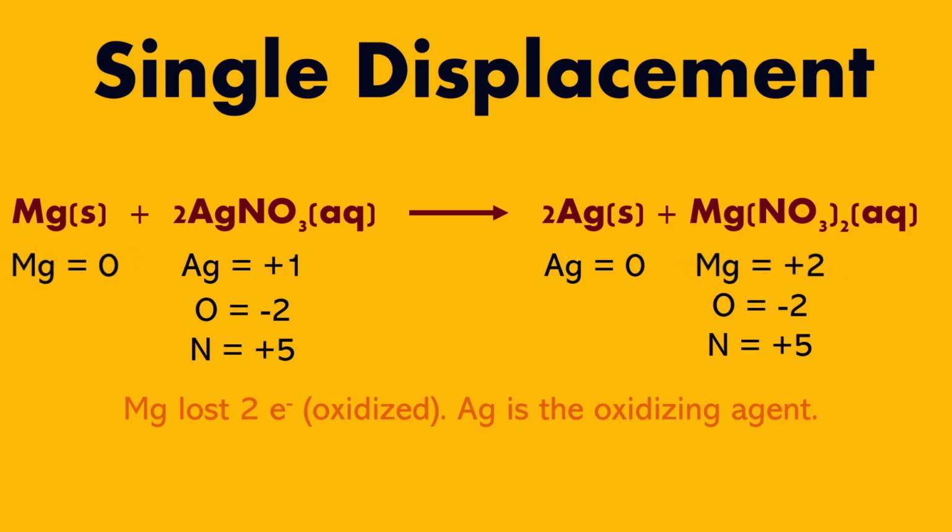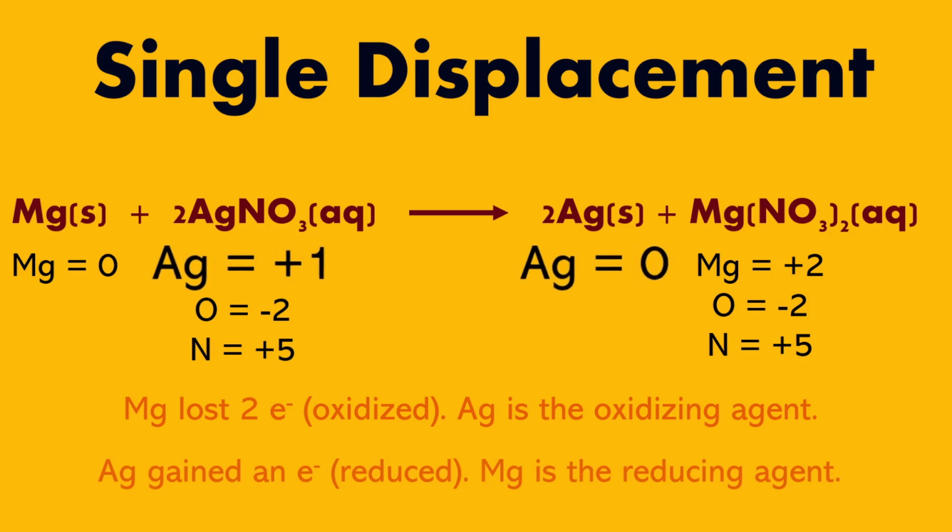Okay. Now, if we look at this, we can see that magnesium lost 2 electrons. And so we would say that silver, since it took those electrons, is the oxidizing agent. And of course, silver gained an electron, so it is reduced. And then we would say that magnesium is the reducing agent. So this is pretty straightforward. It's already balanced, so you can balance this without using the half reaction method.